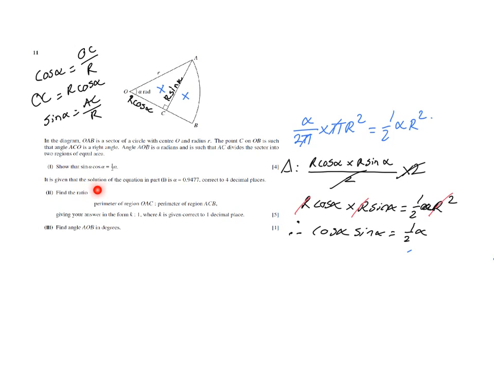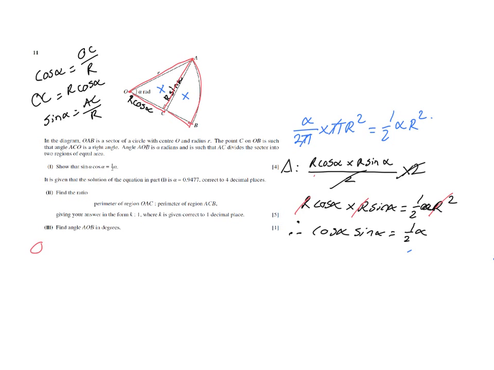Okay, then they continue. It is given that the solution of the equation in part I is that alpha is 0.9477 radians, correct to 4 decimal places. So we know now the value of that angle. Find the ratio of the perimeter of OAC to the perimeter of the region ACB. Okay, so that's the second part. All right, for 5 points. Again, that doesn't mean it's difficult. It just means that you'll have to do some work.